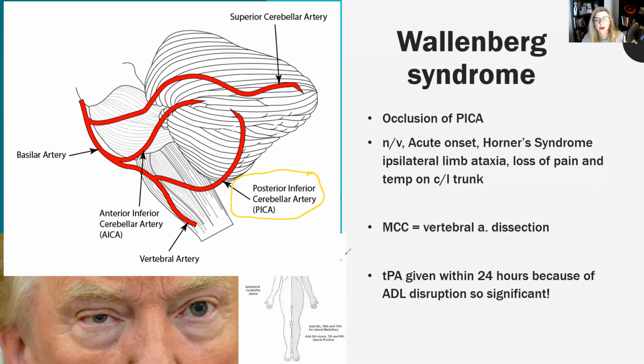And this particular syndrome you can see with exam. And that's why it's a really good one to know, because it's a lot easier to identify if you know what you're looking for. This is going to cause some nausea and vomiting. It's going to be very acute onset. It's going to involve loss of pain and temperature on the other side of the body. And it's going to cause something called Horner's syndrome.